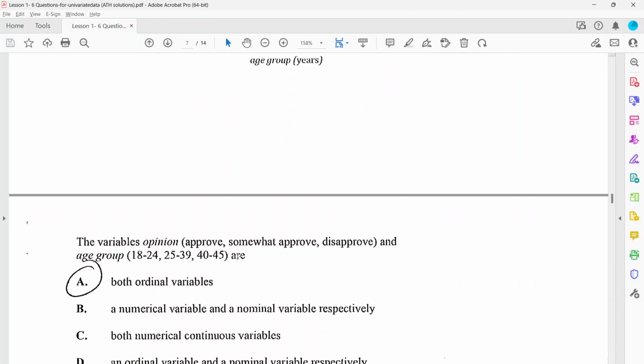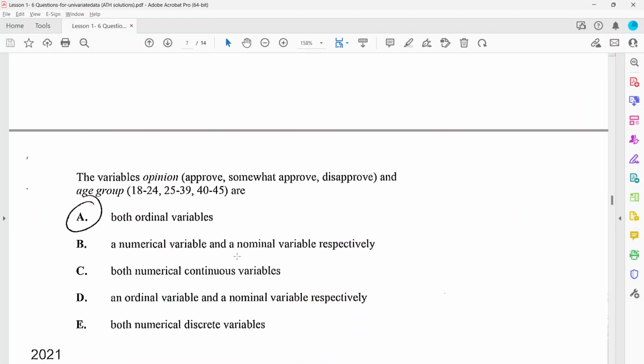All right. The variables opinion, approve, somewhat approve, and disapprove, and age group. They're both categorical, but they can both be ordered. So therefore, they're both ordinal.